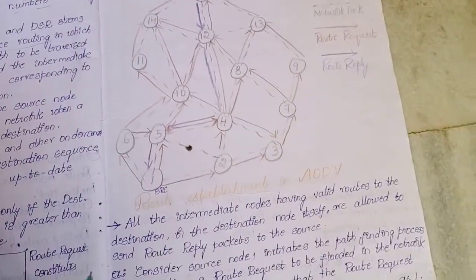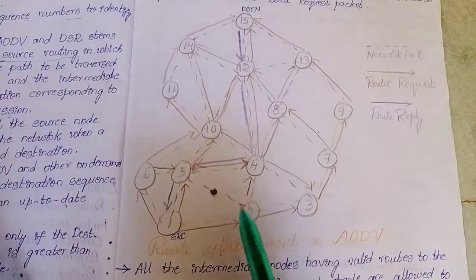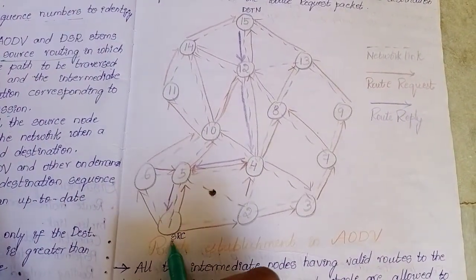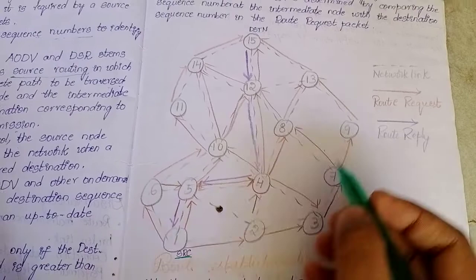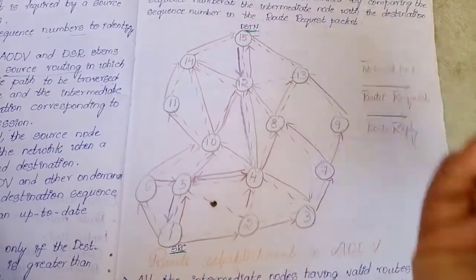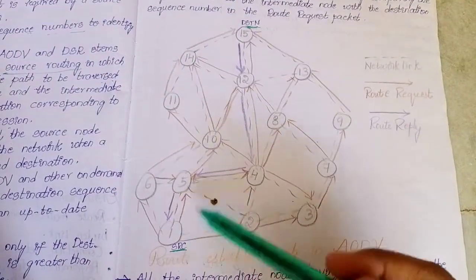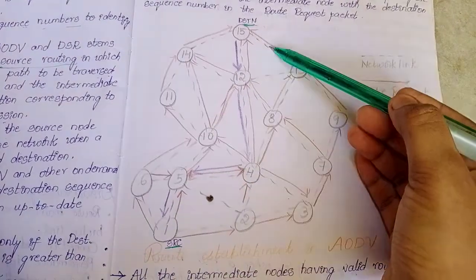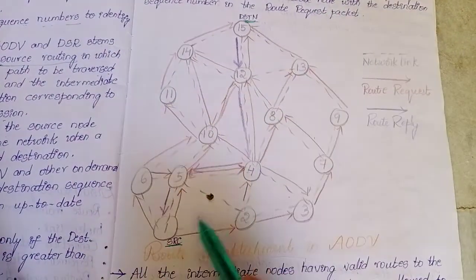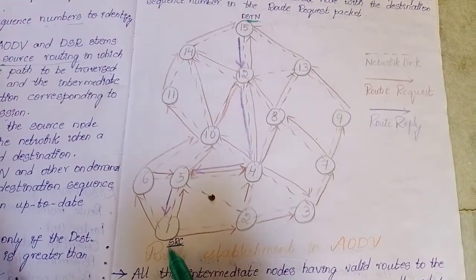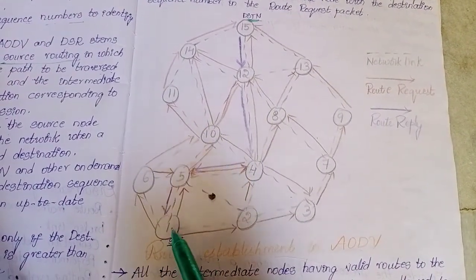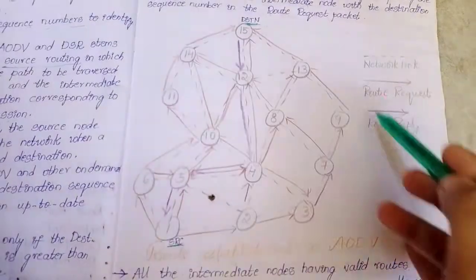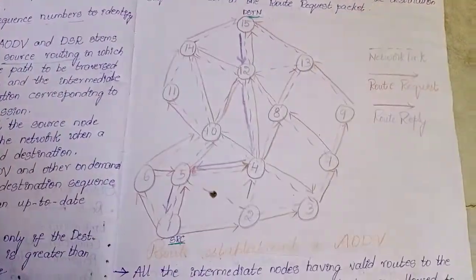For example, let us consider that our source is node 1 and our destination is node 15. We did not know the route from the source node to the destination node, right? So, in order to find the route, the source node will send the route request packet to all the nodes in this network. That is flooding.